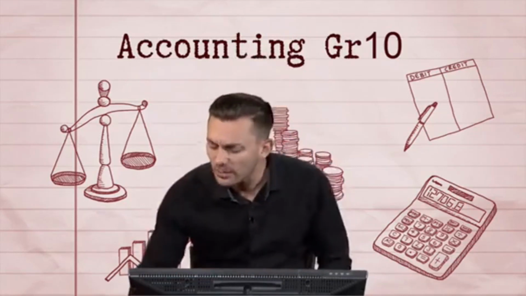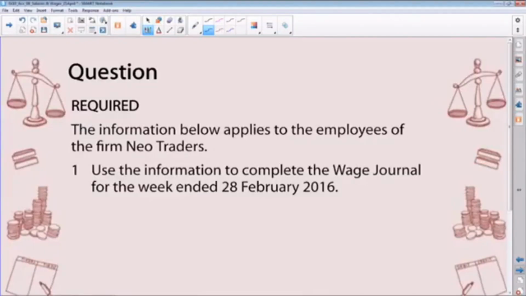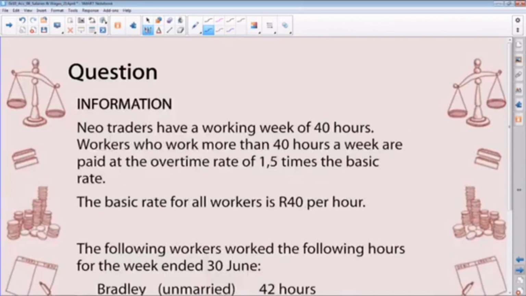But let's jump into information to complete a wage journal. It's very similar to the salaries journal. So, required, I'm going to ask this and read it with you. The information below applies to the employees of the firm, Neo Traders. Now we need to use this information to complete the wage journal for the week ended. And you can see we are now going to pay these workers, these employees will get a weekly wage. And we need to do it for the end of February. Now let's go and read the information.